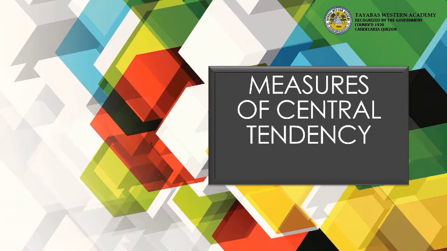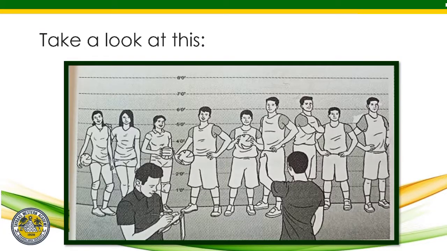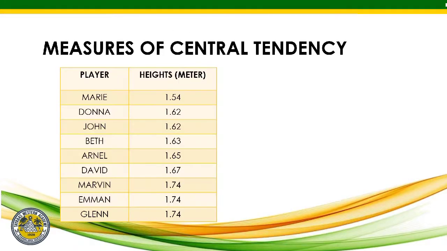So for now, we're going to discuss the measures of central tendency. Okay class, take a look at this picture. As you would notice, we have here different players, a mixed volleyball team, and of course, we presented the heights of the players. From that picture, let's discuss the measures of central tendency.